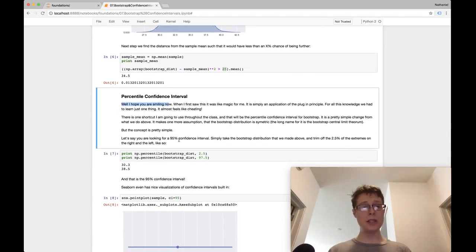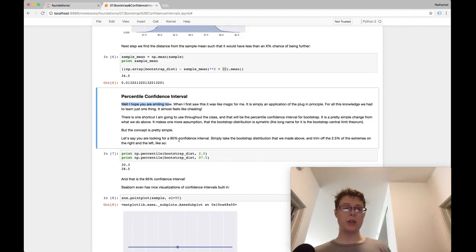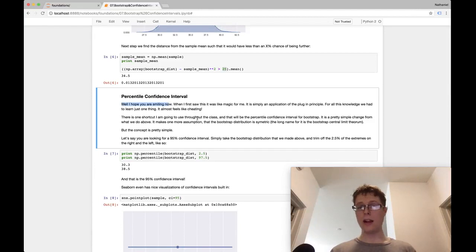What we can do at this point is I can show you a nifty trick. There's one shortcut that I'm going to use throughout the class, and this is called the percentile confidence interval. It's a pretty simple change. It makes one more assumption, which I'm not going to prove to you. It's that the bootstrap distribution is symmetric. So as long as the bootstrap distribution is symmetric, then we can use this percentile confidence interval, and this is fine.